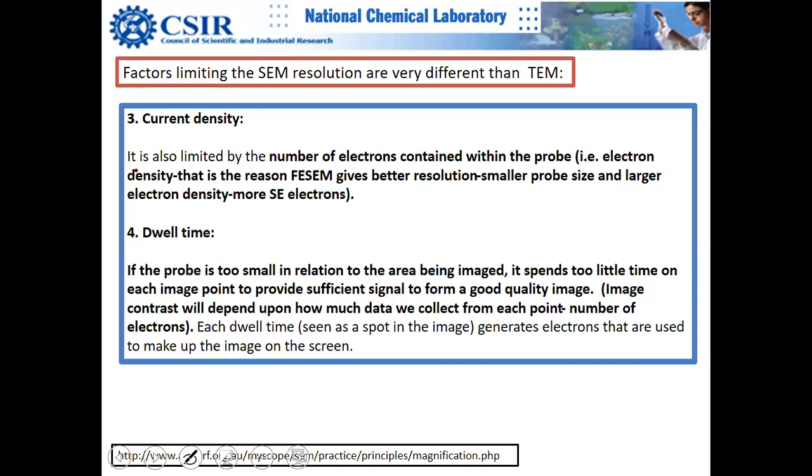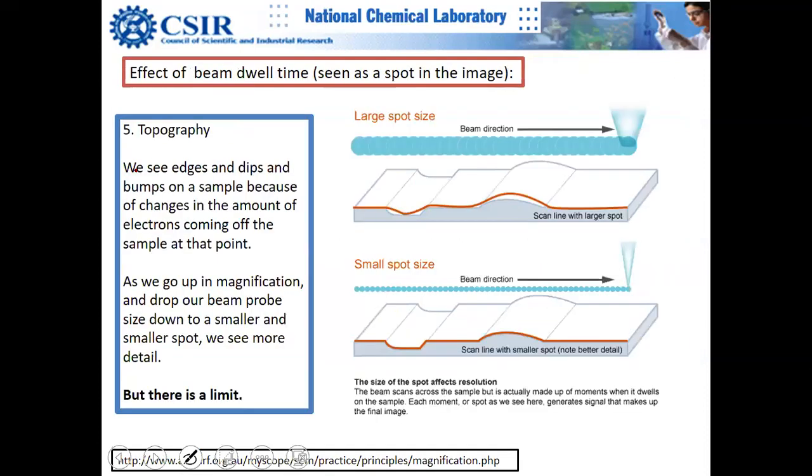It should not be that you just glance and move on. You should spend time and bombard that area sufficiently, so you get enough secondary electrons from that area. That's called dwell time. Topography is always a factor in limiting the resolution, always, right?